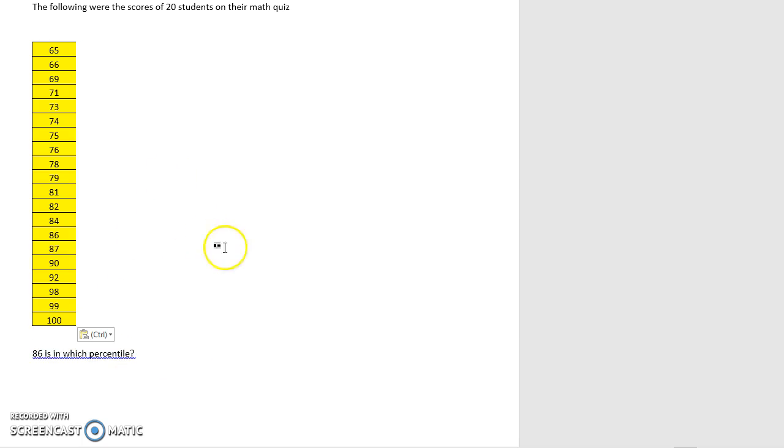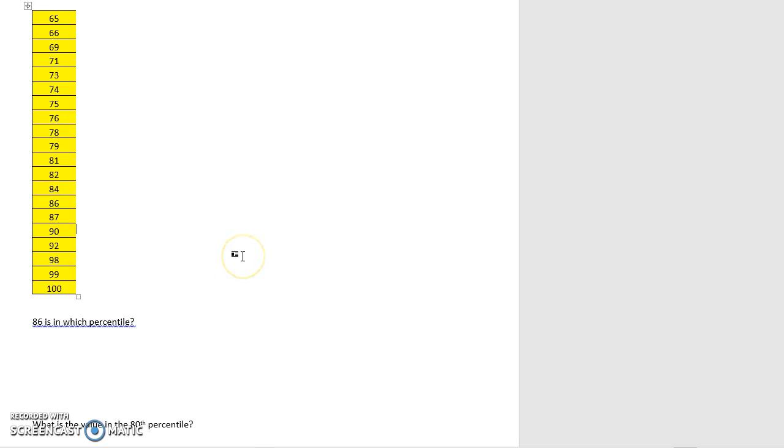Okay, so the first question says, 86 is in which percentile? So how we're going to do this is we are going to just set up a fraction like a percent sentence. It's going to be the number of values less than 86 divided by the total number of values. Remember, we refer to that as n.